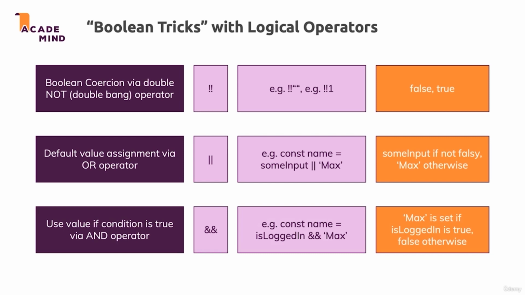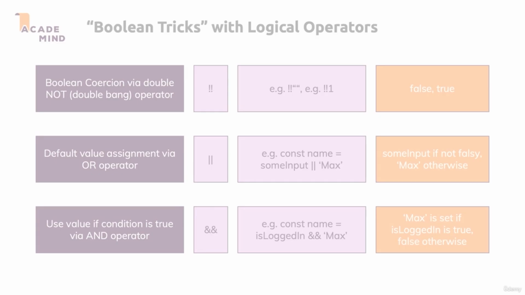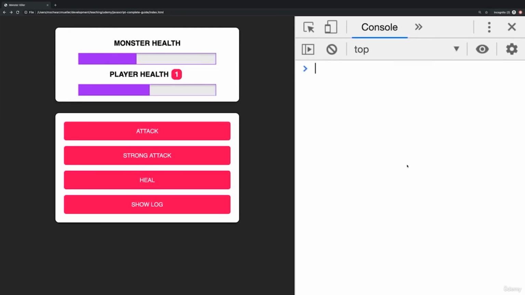If the first value is true, it always returns the second value, or the value after the AND operator, I should say. If the first value is false, it will always return the first value. So here, we would return max if isLoggedIn is true, and null or false, or whichever value is stored in isLoggedIn otherwise. Now, as I said, let's have a look at that in the console.